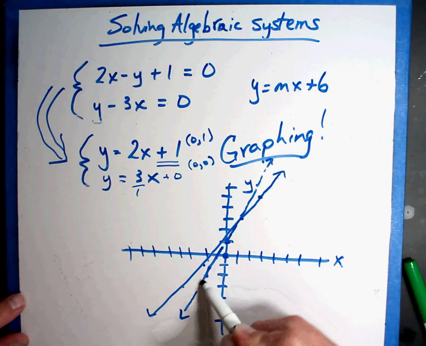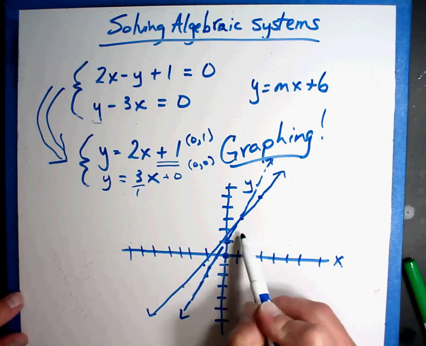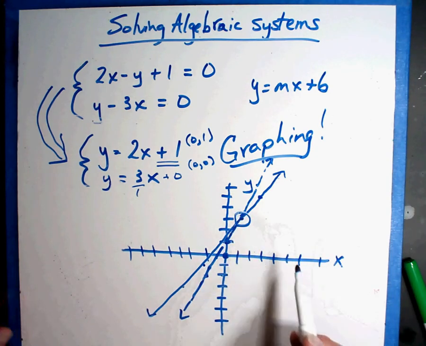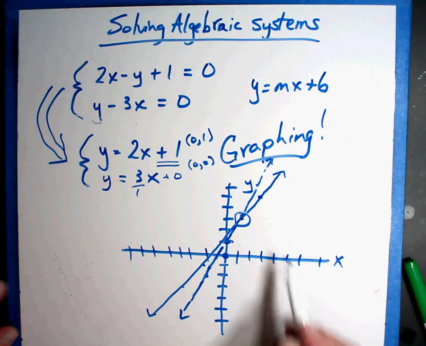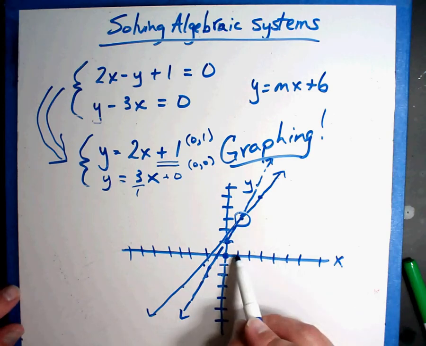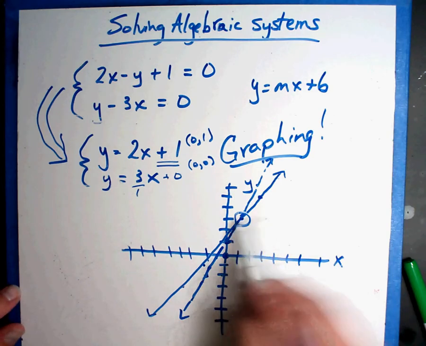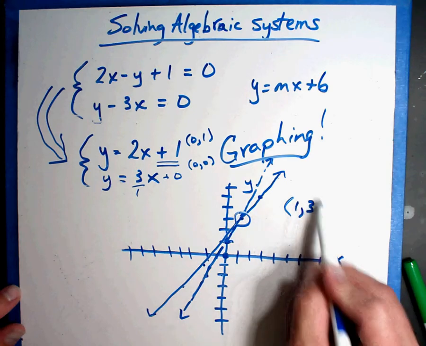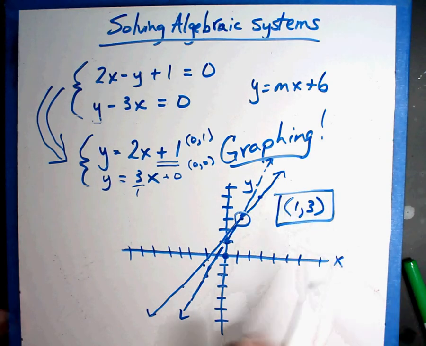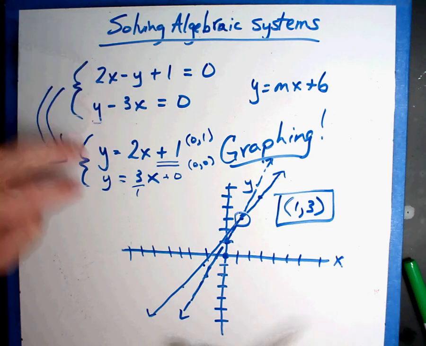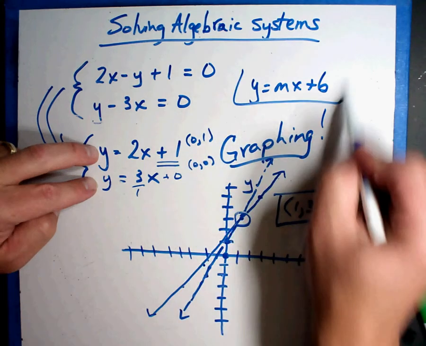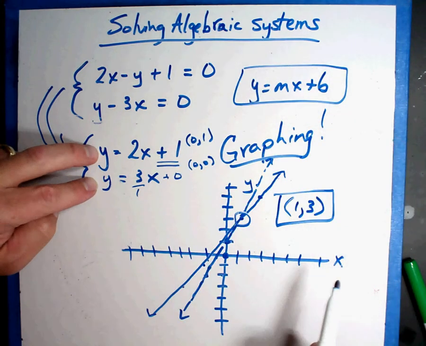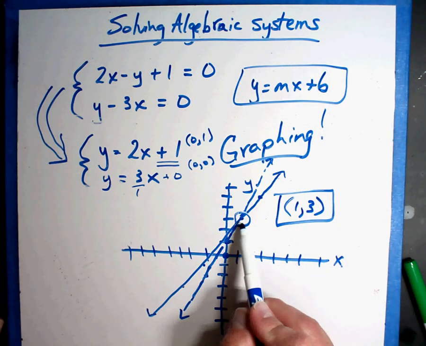The solution to this is where they hit each other. And they run into each other right there. And what is that point? Over 1 and up 1, 2, 3. At point 1, 3 is the solution of these two systems. So basically what you're doing is you're just taking two formulas, setting them equal to y equals mx plus b, graphing them, and wherever they run into each other is the solution.